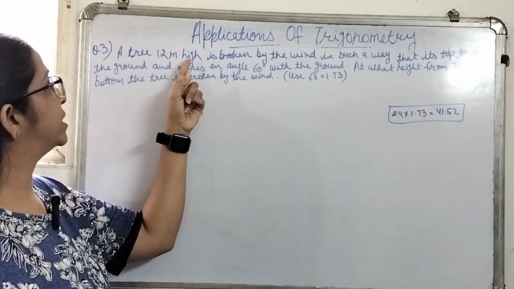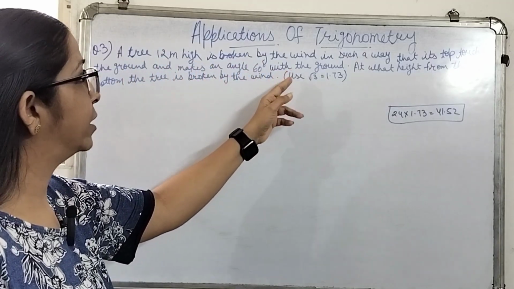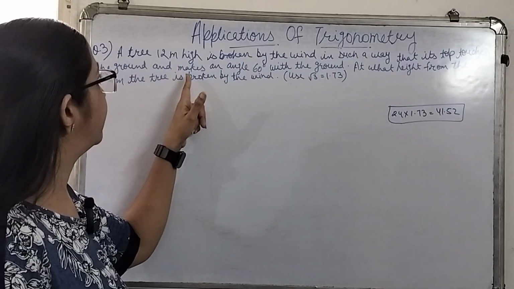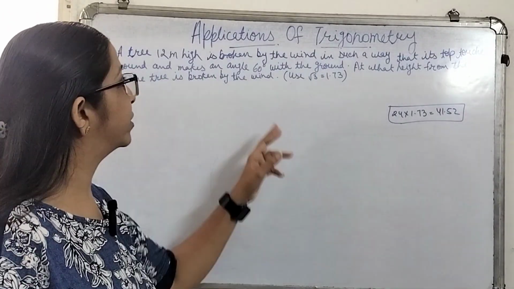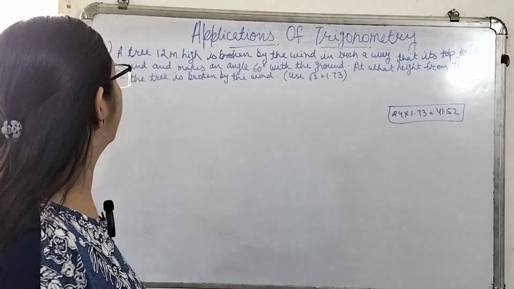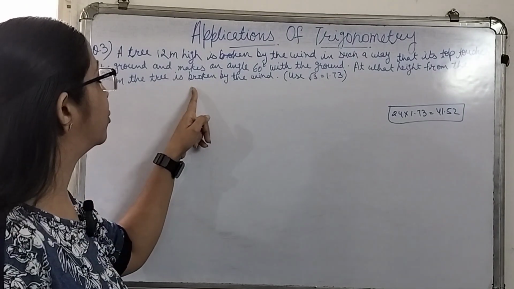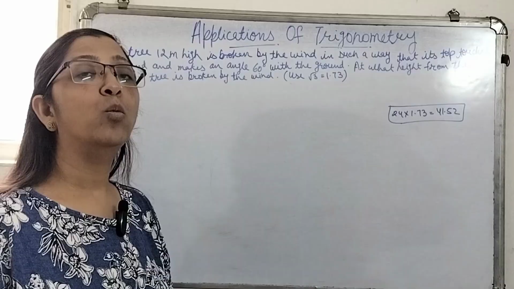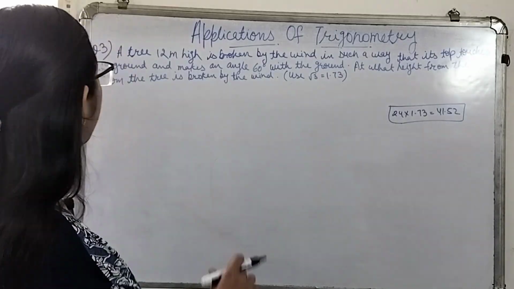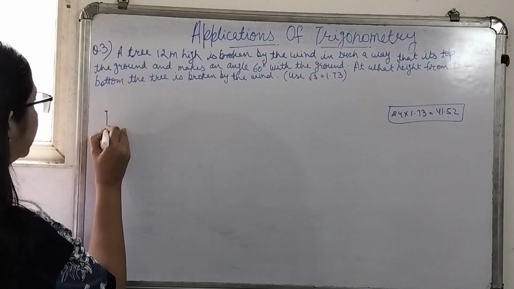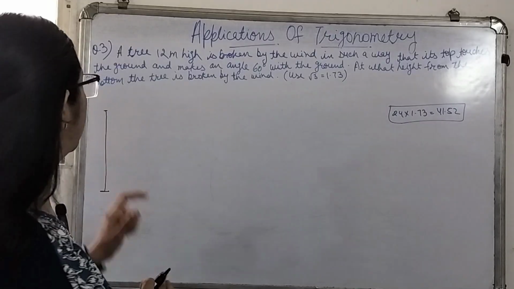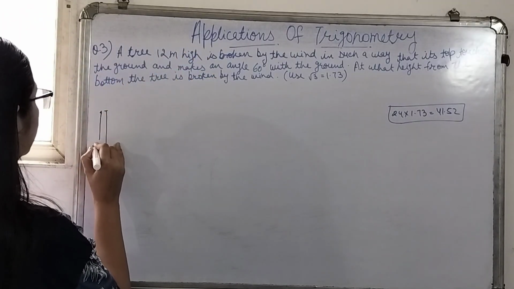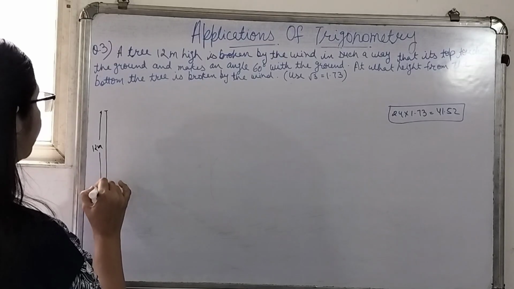A tree 12 meters high is broken by the wind in such a way that its top touches the ground and makes an angle of 60 degrees with the ground. At what height from the bottom is the tree broken by the wind? We have to use the value of root 3 as 1.73. Now suppose this is the tree, and the height of the tree was given to us as 12 meters.